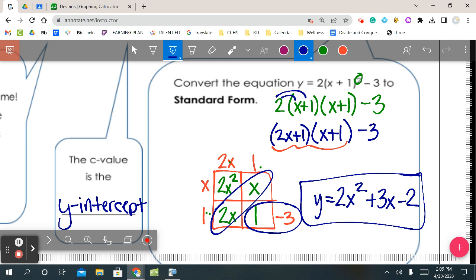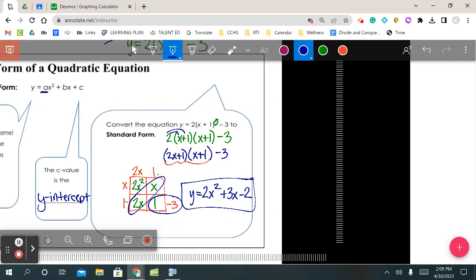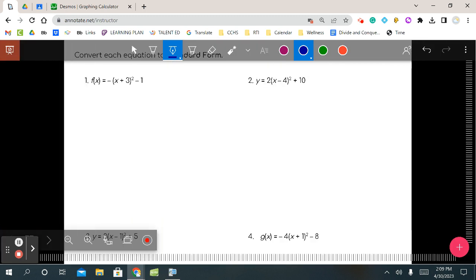Okay, now we're going to go to the back and practice a couple more of those. If I'm going too fast for you, please pause the video, get everything down, and then you can always go back and play it or rewind to get the information that you missed. Okay, going to the next one.